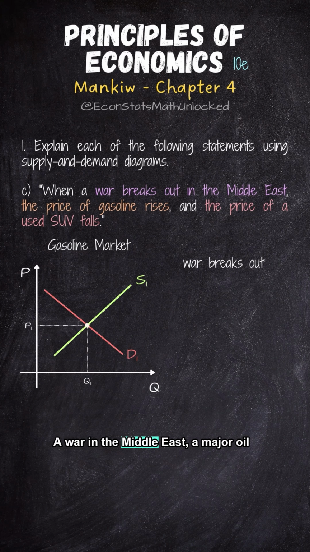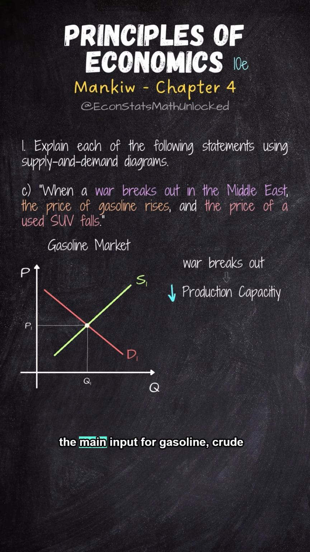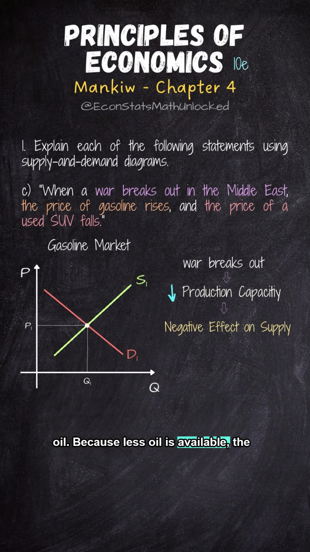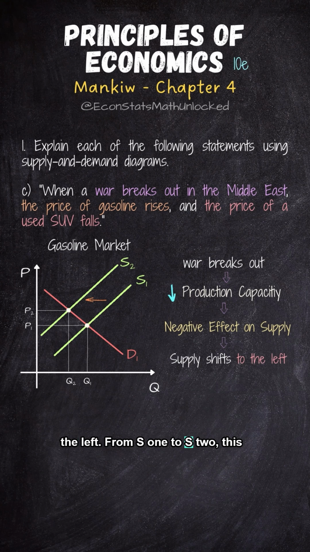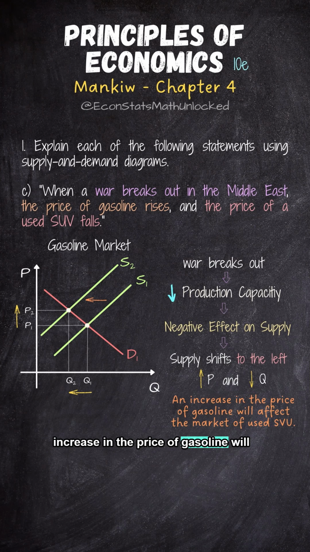Let's start with the gasoline market. A war in the Middle East, a major oil region, disrupts production and transport. This affects the supply of the main input for gasoline, crude oil. Because less oil is available, the supply curve for gasoline shifts to the left, from S1 to S2. This shift moves to a new equilibrium point. The result is a higher equilibrium price for gasoline and a lower quantity of gasoline. An increase in the price of gasoline will affect the market of used SUVs.